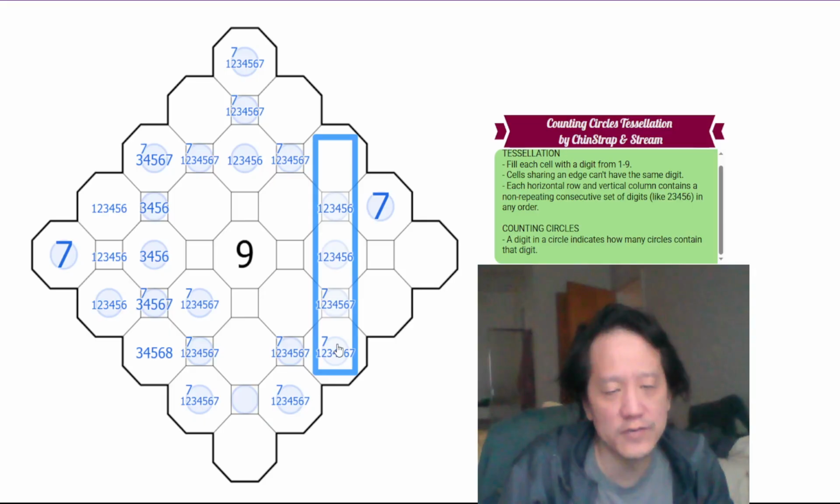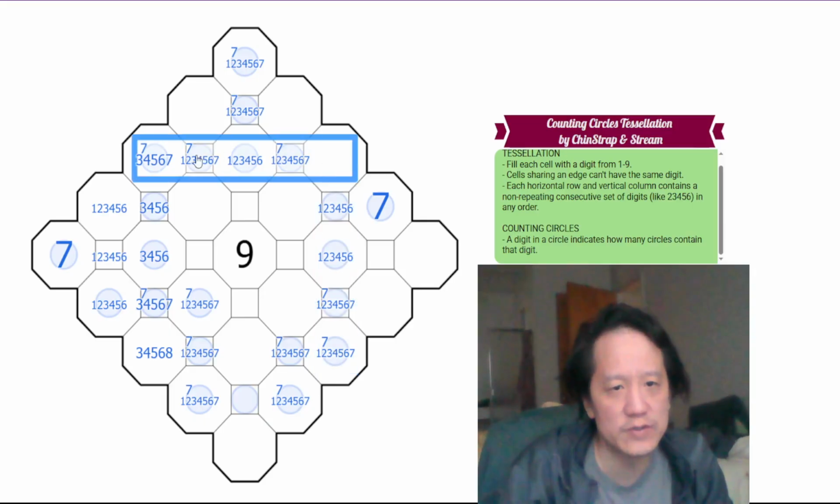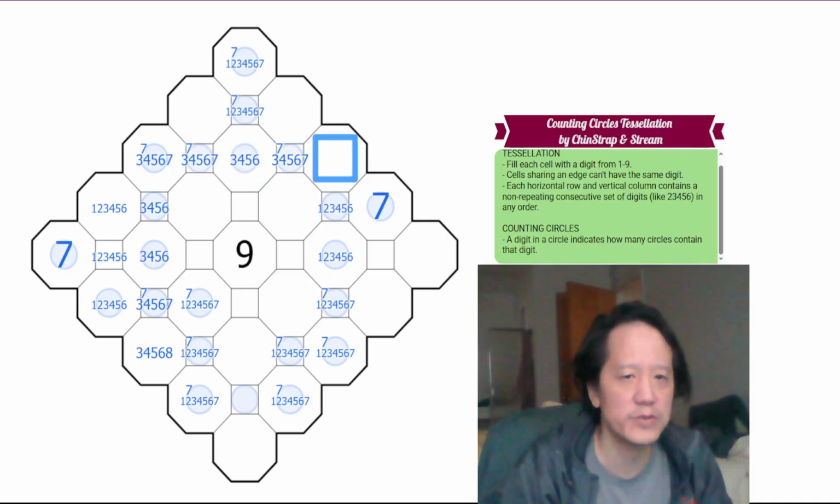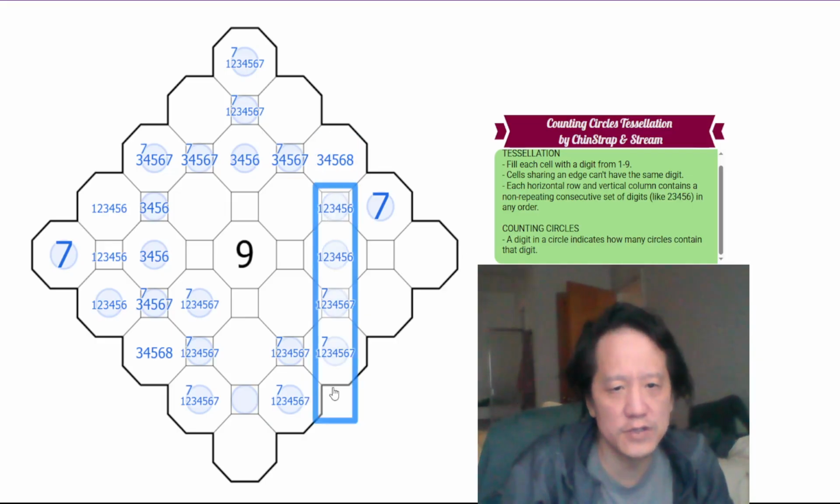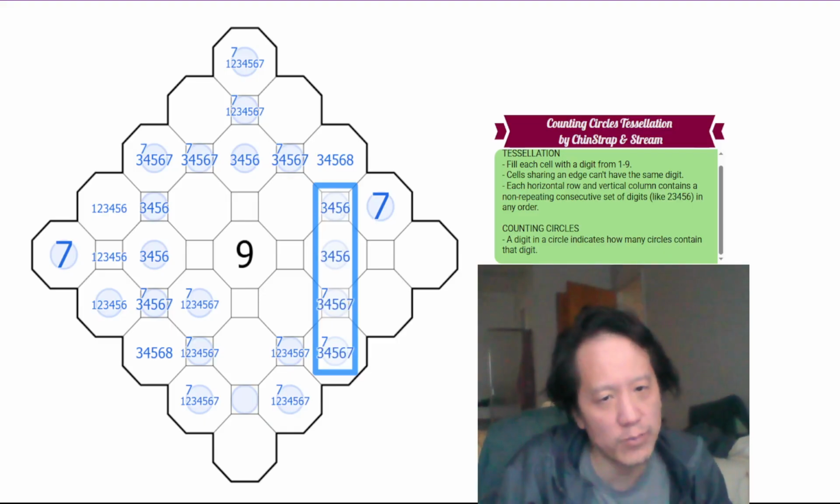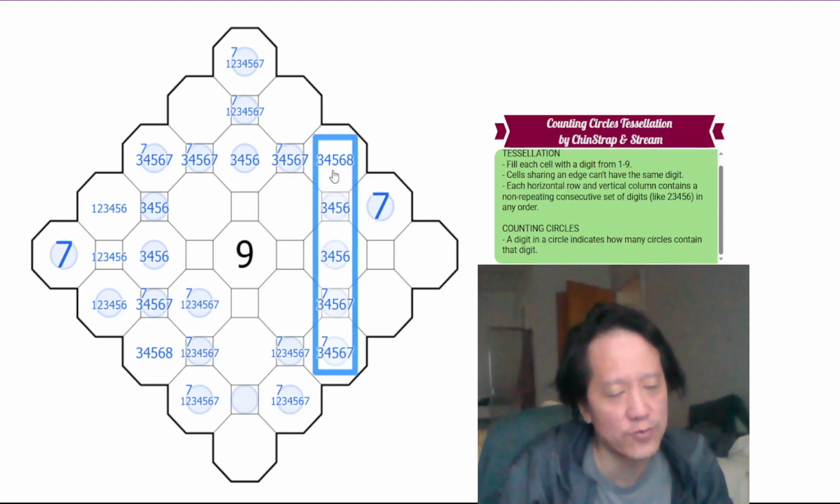This also has to have a 7. This also has to have a 7. So this cannot be 1 or 2 here. So this could be 8, 3, 4, 5, 6. This also has to have 7. So to be a 5-length Renban with a 7, it has to be 3, 4, 5, 6, 7 at minimum.